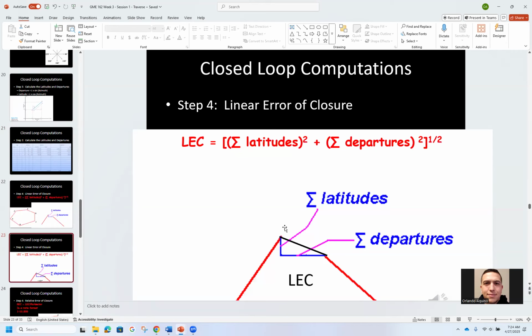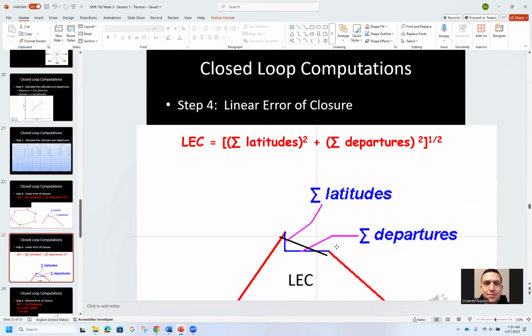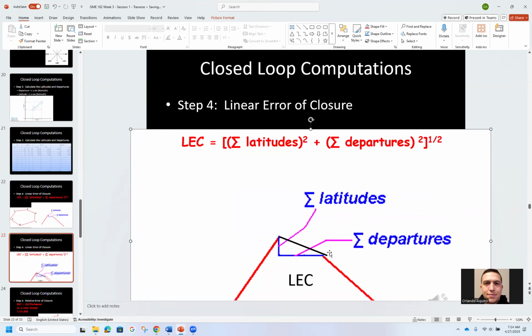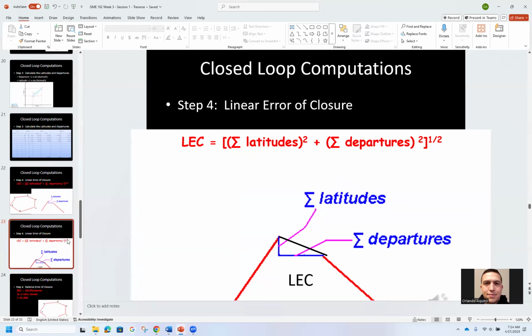So that would be your point here, and then your point here, and this is your linear error for each point. Let's say this is your starting point here, and this was your closing point. Well, now you have to figure out what the linear error of closure was. It's this black line that's running through there.